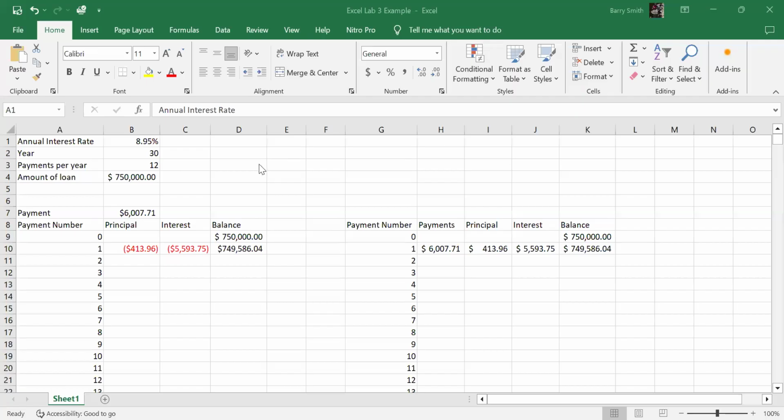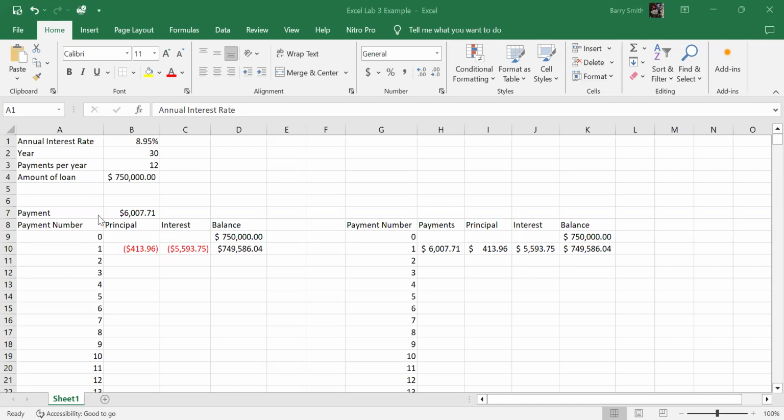All right, so doing example three here. Now, I don't have the exact examples you're doing in the book, but this is a different one. So we're going to set the annual interest rate to 8.95% for a 30-year loan, 12 payments per year, and we're going to say let's make a $750,000 purchase. All right, so we're going to do it two ways.